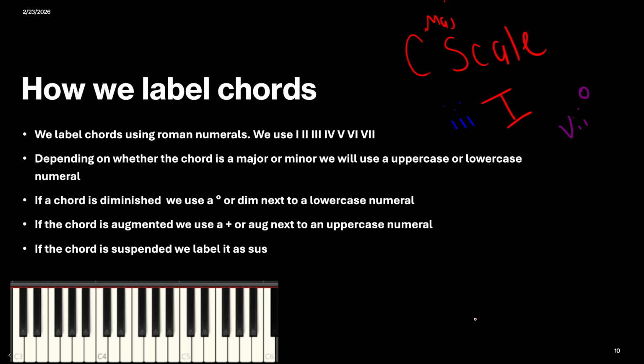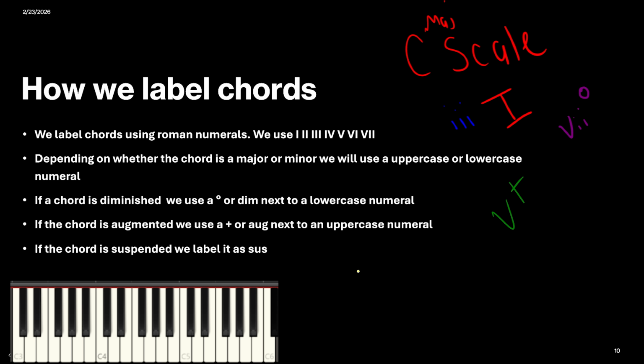So if we have an augmented chord, let's say we want to play a chord in the scale. Let's say we want to play a 5 augmented. So I'll put a 5 with a little plus in the chord. If we're going to use a sus chord, we are not going to use Roman numerals, because we kind of have to name it in a weird way.